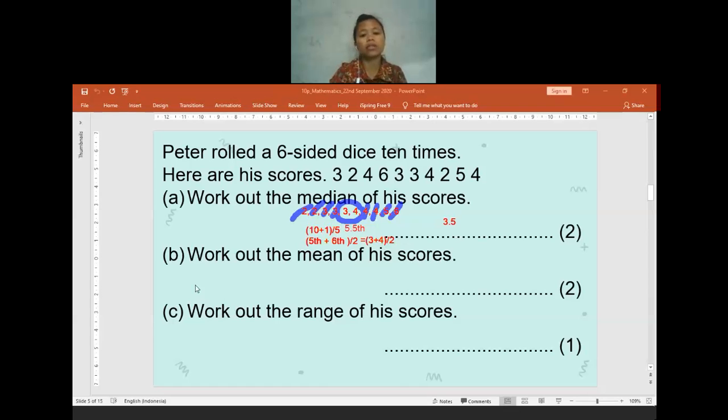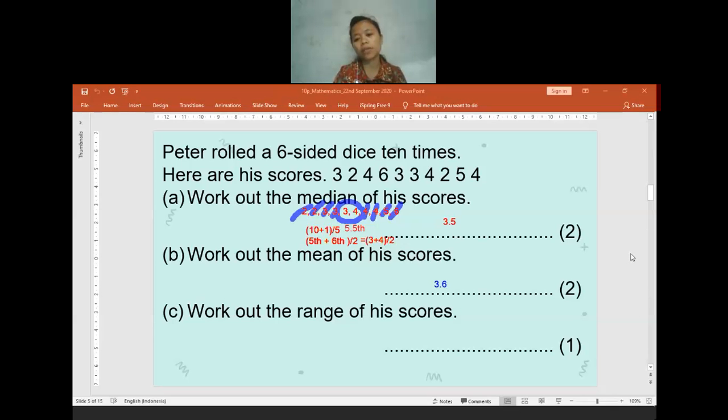Is there anyone who has already found out what the mean is? I have two different answers from the chat box. Some students told me it is 3.5, the other students tell me it is 3.6. What do you think, Owen? What is your answer? 3.6. Yeah, correct. The final answer will be 3.6 for the mean.